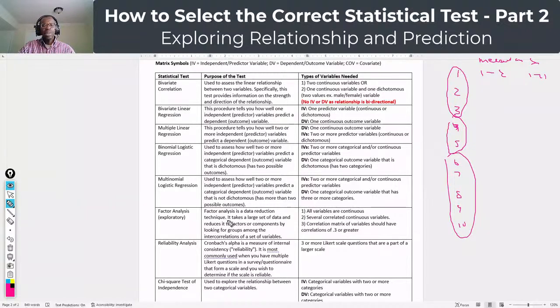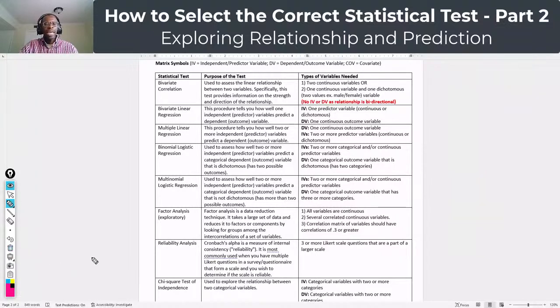Factor analysis is a data reduction technique. It takes a large set of data and reduces it to factors or components by looking at groups among intercorrelations of the set of variables. All the variables need to be continuous. That's very important. And they all need to be measured on the same scale. That's all very important. So if it's a 1 to 5 scale, strongly agree versus disagree, likability, the scale has to be the same and the number of scale options have to be the same as well.